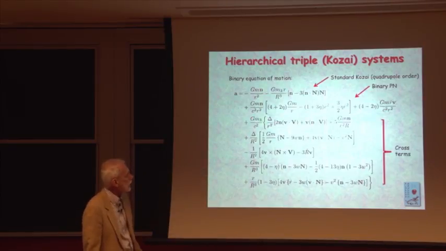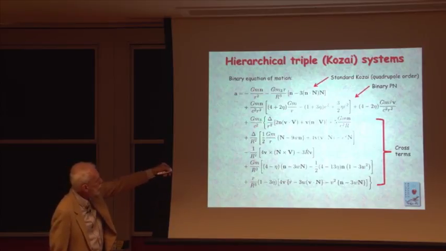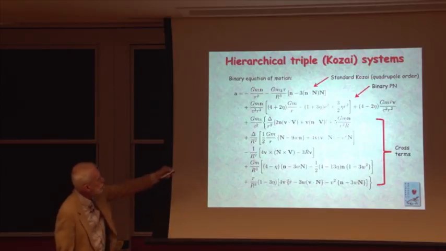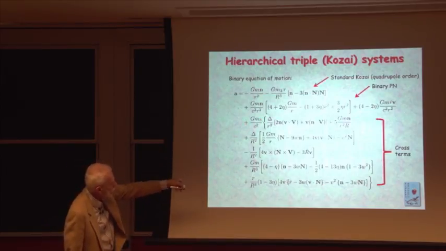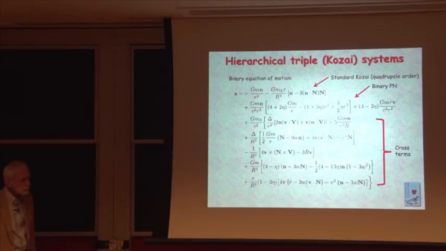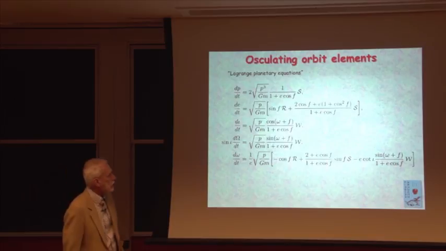But then the cross terms here would be these. Again, all proportional to 1 over c squared, and all proportional to the mass of the third body in the end. So m3 over c squared, so that tells you it's a cross term, but they're all shown there. So what are the consequences of these cross terms? This, of course, is a simpler problem.